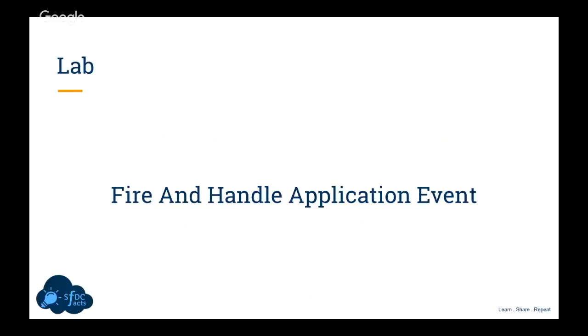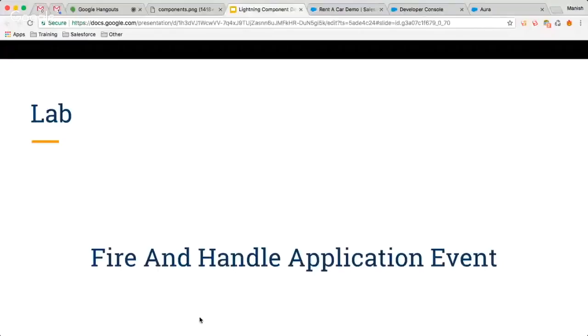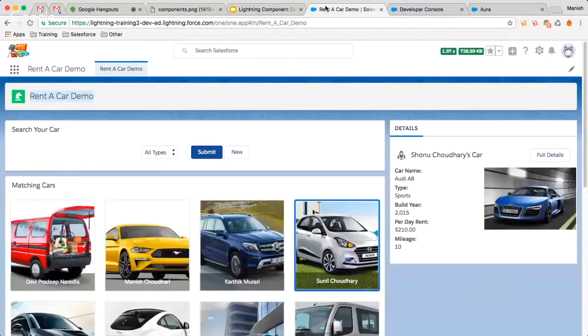So let's fire and handle the application event. Once the user clicks on this card tile, it should fire an application event, and that should be handled by your car details component. And we will pass the car ID as well, which will be picked up by the car details component, and then it will fetch the details using LDS for that particular ID and show the details here. So let's do that.